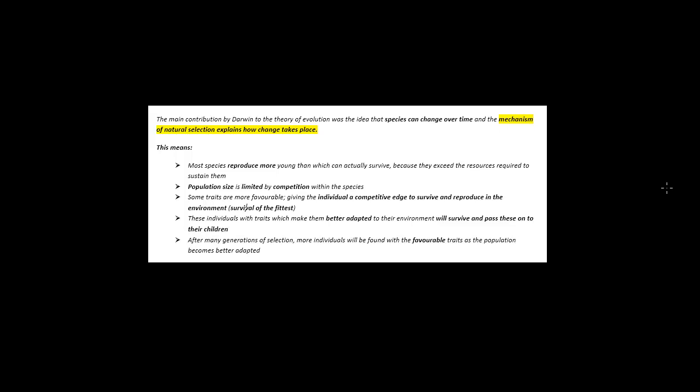And lastly, after many generations of selection, more individuals will be found with the favorable traits as the population becomes better adapted. Ultimately, you've got a population which is so well adapted to its environment that it can sustain its life for years and years. So that is pretty much the theory that Darwin put in place.